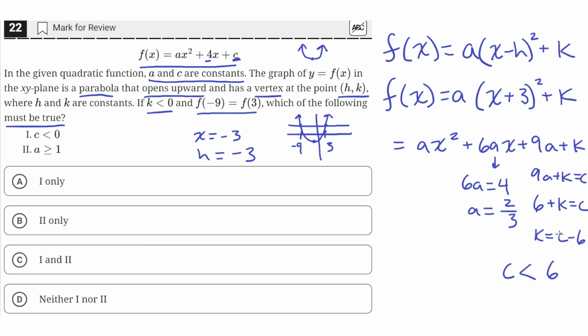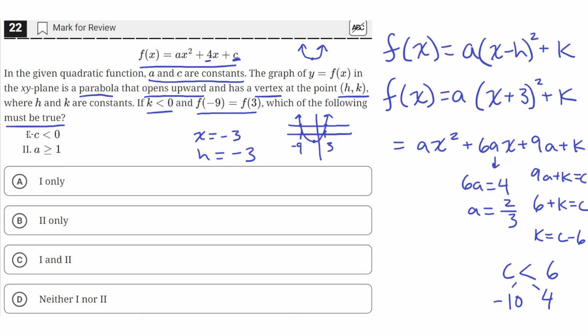Because at a c value of 6, 6 minus 6 is 0. So anything less than 6, say 5, 5 minus 6 is negative 1. This makes k less than 0. So anything less than 6 will give us a k value that is less than 0, which means c needs to be anything less than 6. Okay, but values less than 6 can either be positive or negative. They can be values, say, 4 or negative 10. Both of them still work. So this means that c can be either positive or negative.